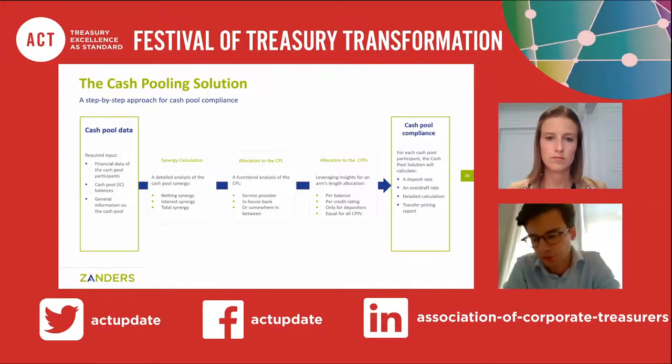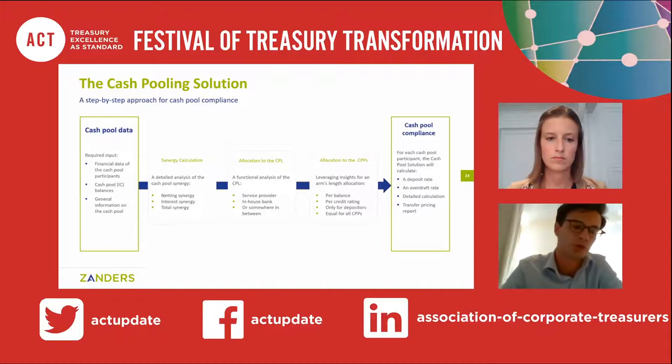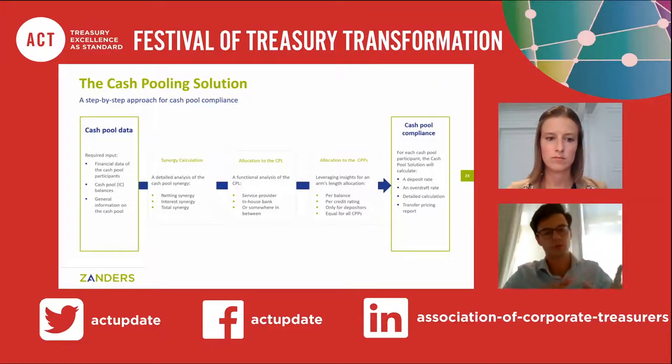Now, an important side note is that there are very often cross guarantees within the pool. If those are apparent, it's actually best practice to determine one credit rating for the entire pool, and then to continue working with that. That's what we call credit rating equalization.